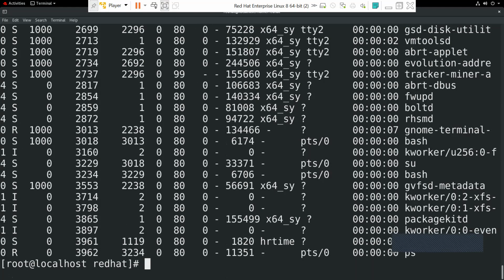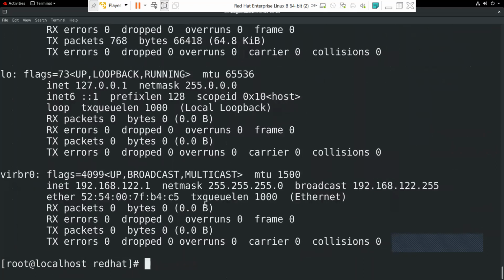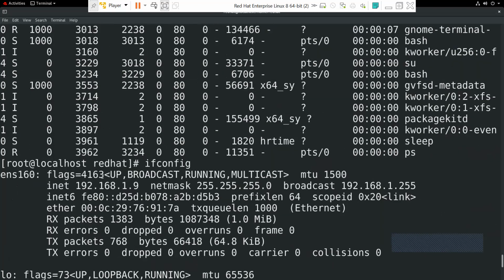And about networking related commands, we have ifconfig. Remember ifconfig. It will give us the IP address of your system and the networking related information. Here I have 192.168.1.9 as my IP address. Here I have connected to my Wi-Fi, so it has given one IP address.